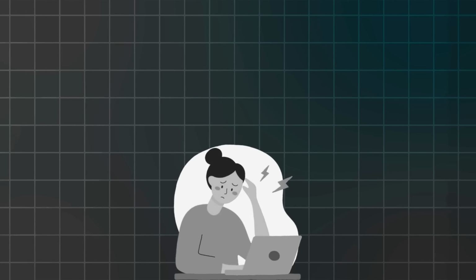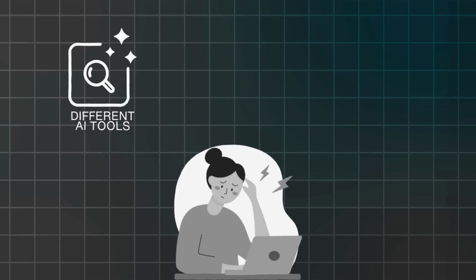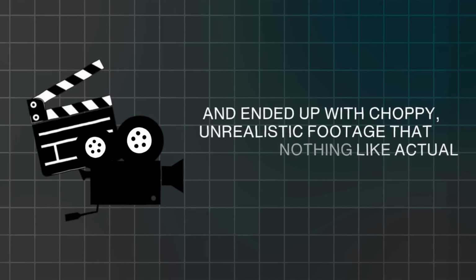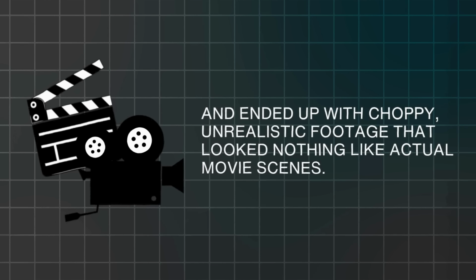I thought creating movie scenes with AI would be simple. I was wrong. I spent 3 weeks trying to figure out different AI video tools, wasted $200 on subscriptions that didn't work, and ended up with choppy, unrealistic footage that looked nothing like actual movie scenes. It was a struggle. I wish I'd known how to do it smarter.